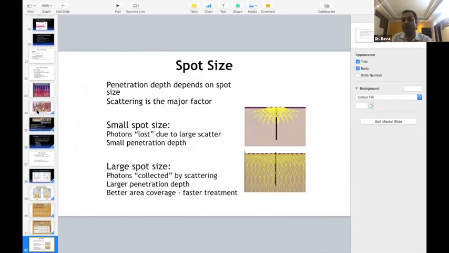Next is the spot size. Smaller the spot size, smaller the penetration. Larger the spot size, you get more penetration and you can cover a bigger area, so you can finish the treatment faster. If you have a very small vessel, you can keep a small spot size. Larger vessel, you can keep a larger spot size.